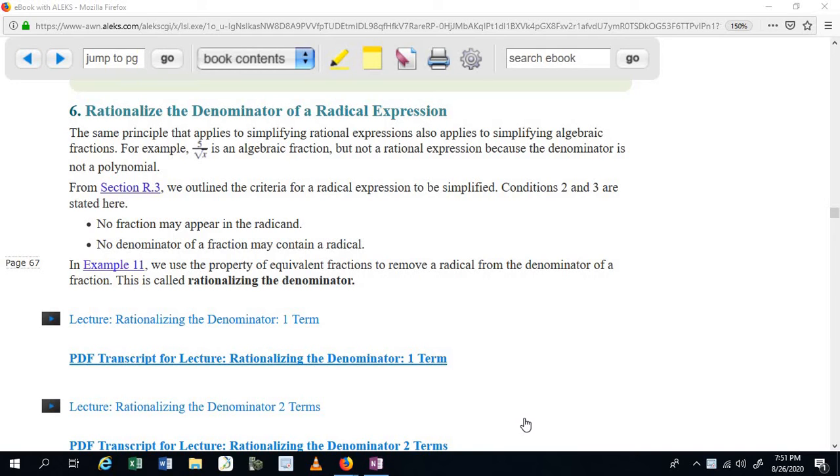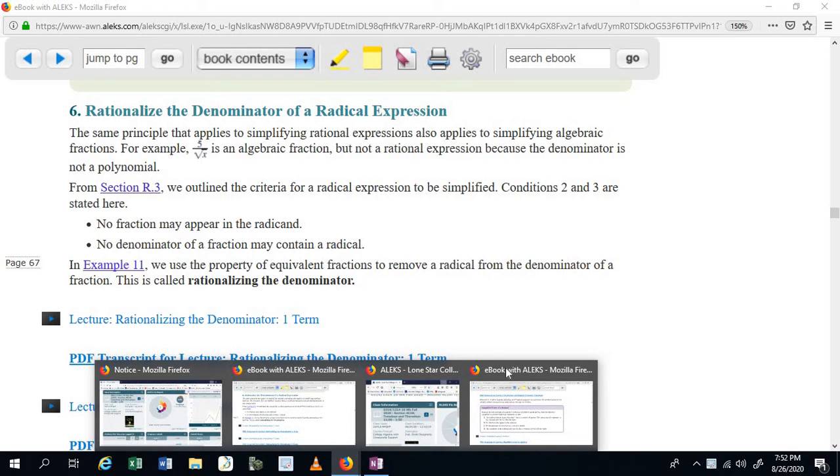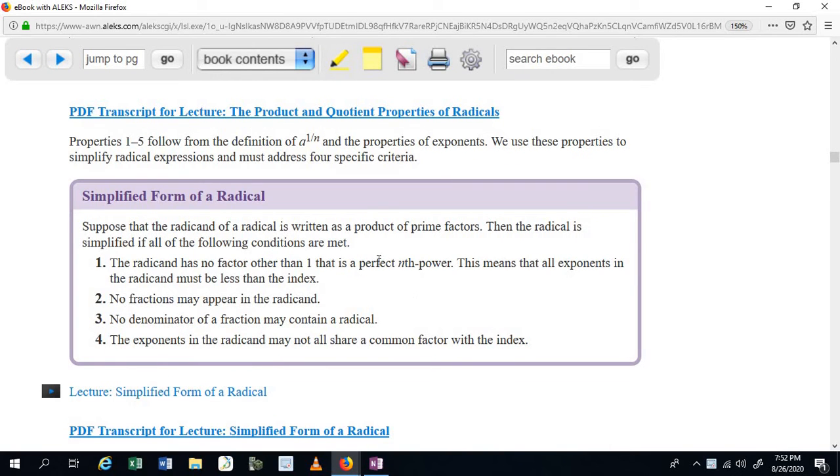Now, you may remember from an earlier section we talked about what it means for a radical to be simplified, and there were 4 conditions that needed to be satisfied in order for a radical to be considered simplified. That was from section R3, so I'm just going to pull that back up. These are the 4 conditions that you need in order for a radical to be considered simplified.